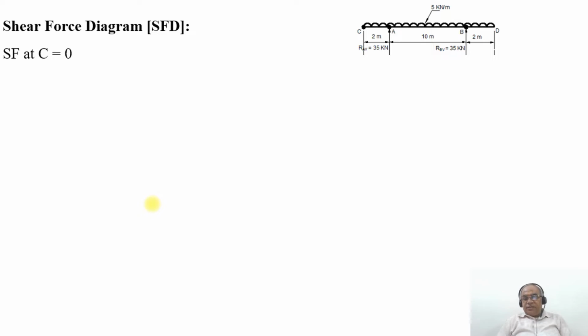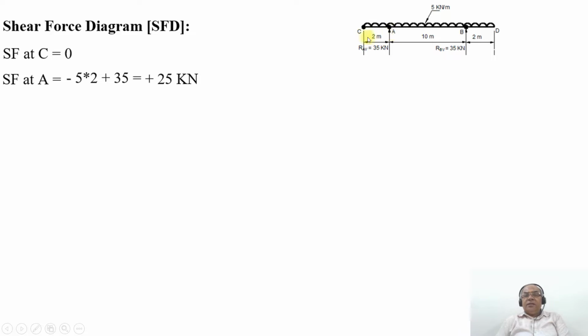SF at C will be equal to 0. Then SF at A will be equal to 5 into 2 minus 5 into 2 plus 35 kilonewton. So that will be equal to plus 25 kilonewton.